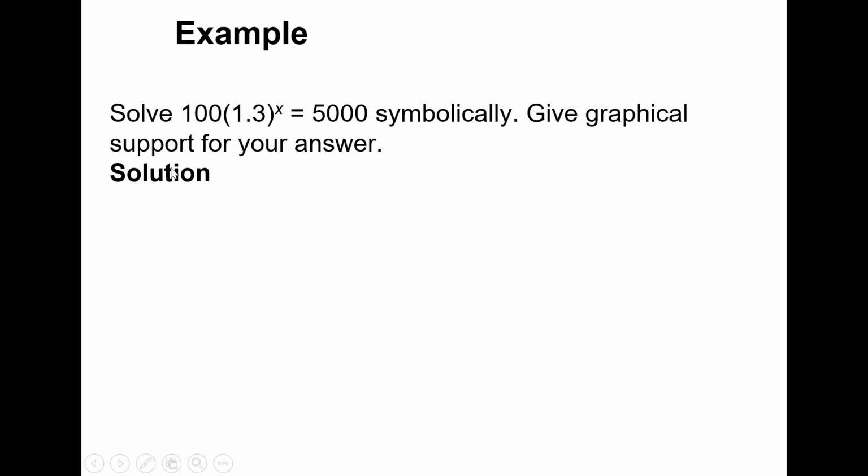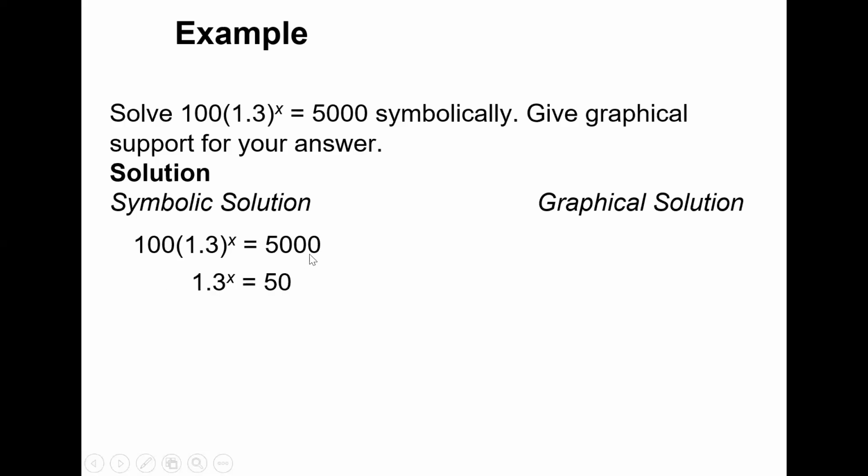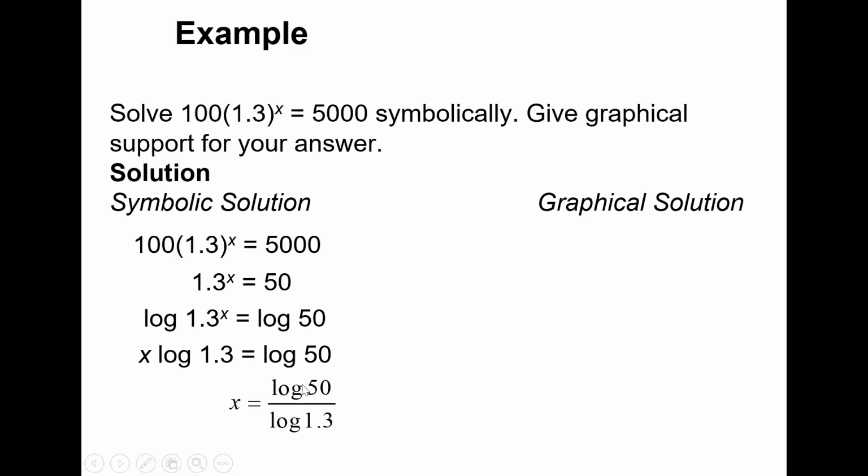All right. What they want us to do here is solve this symbolically and then give graphical support for your answer. Symbolically is probably the easiest way. First, we have to get that exponent part by itself, so we divide by 100. You divide that by 100, you get 50. Now I'm going to take the ln of both sides. They like to take the log, so we're going to take the log. We bring the x down in front, and then we can divide by log of 1.3, and we get our answer of about 14.91.